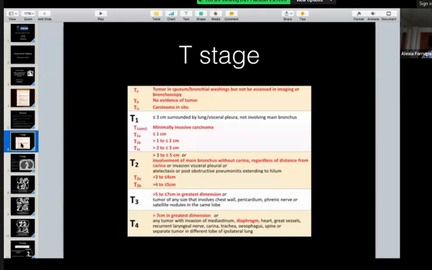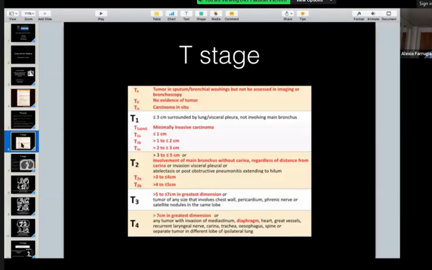So we have TX, when the tumor is in the sputum or the bronchial washings, but we cannot see anything on imaging. T0, no evidence of tumor. And the TIS is carcinoma in situ. So from the imaging point of view, if we cannot see a tumor, basically it would be a T0 or a TX if they have seen evidence on bronchial washings.